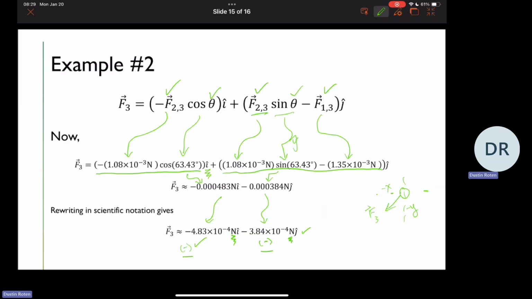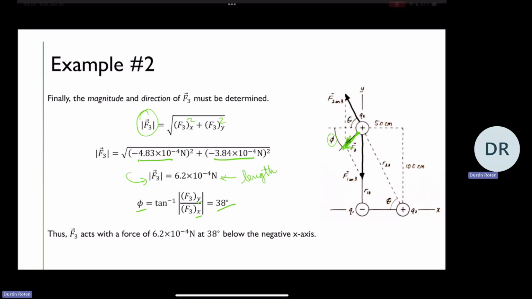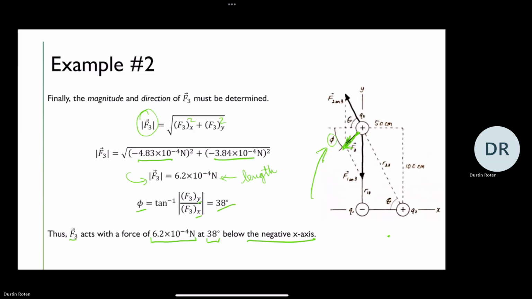So we could write our answer like this in component form, which is totally fine, or we could give it in terms of a magnitude and a direction. So we could actually also write F3 as a force of 6.2 times 10 to the negative fourth newtons at an angle of 38 degrees below the negative x-axis. And that pretty much sums up this vector as well. So you've got two options to write these out. Generally, I won't care which way unless I give you a specific in the problem set. But that's pretty much summed up Coulomb's law.